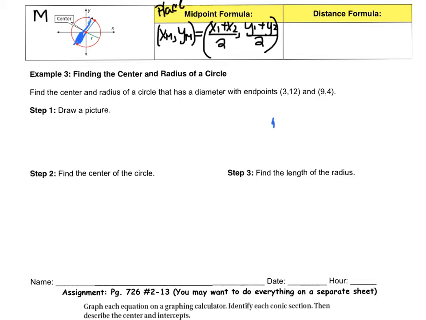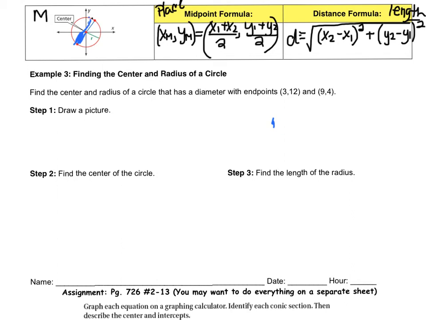The distance formula, on the other hand, gives you a distance. It tells you how long something is. So if we want to know how long something is, like the diameter or the radius, we use this formula. D equals the square root of, in parentheses, x2 minus x1 squared plus the same thing with the y's, y2 minus y1 squared. So all you need are 2 points.